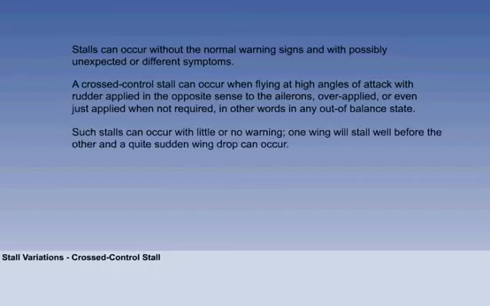Crossed control stalls can occur with little or no warning. One wing will stall well before the other, and a quite sudden wing drop can occur. The instinctive reaction to correct the wing drop with aileron must be resisted, as it could make the asymmetry of lift worse. At all times, and especially at low airspeeds in combination with high angles of attack, the rudder should be used to keep the ball in the middle to maintain balanced, coordinated flight.